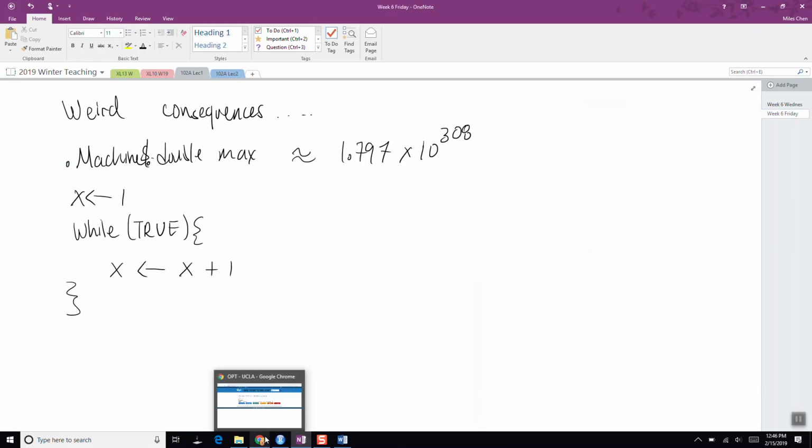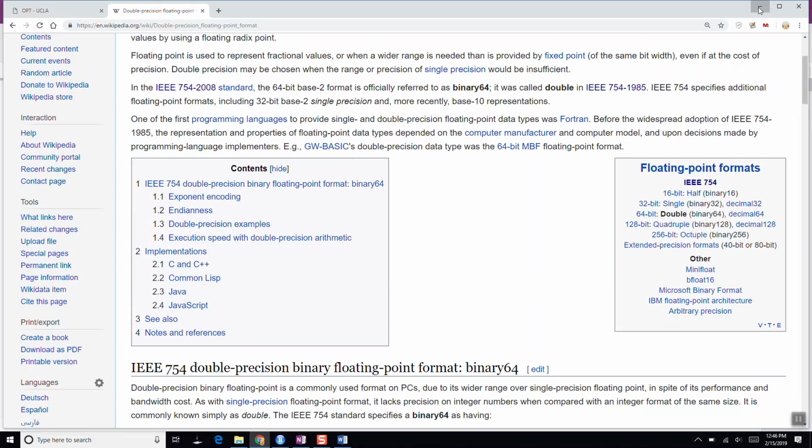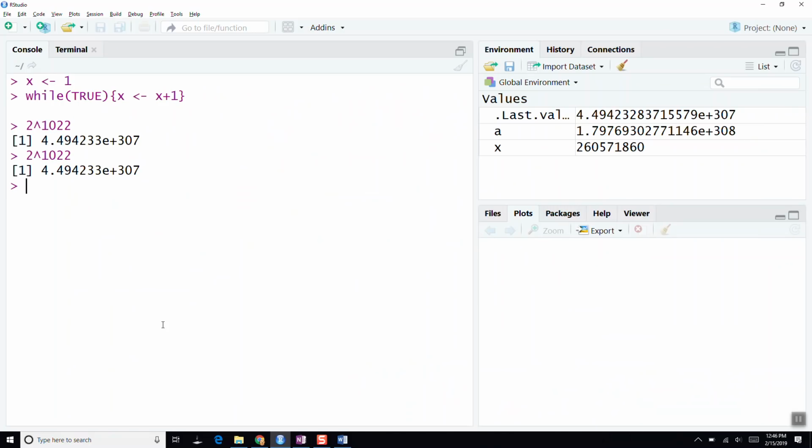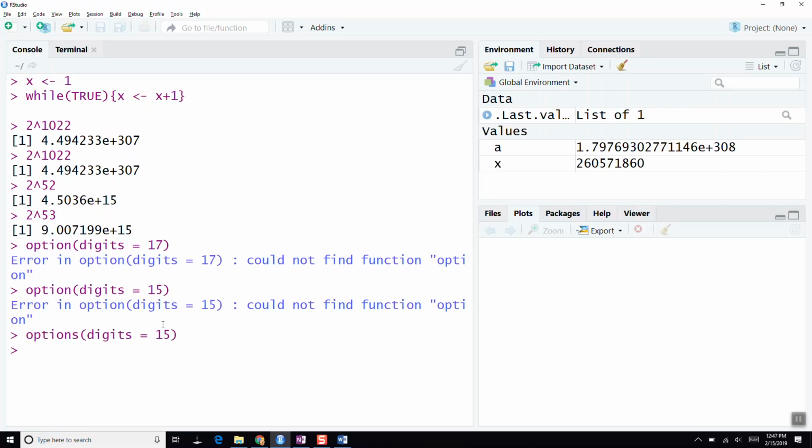Okay, hang on. Let me look this up. Double precision. Oh, that's right, 2 to the 52, I think, or 2 to the 53. Yes, that's the one. Okay, so I'm going to do digits or option. Digits equals, I think, 16, 17. Could not find option. Oh, options. Digits equals 15. Okay.